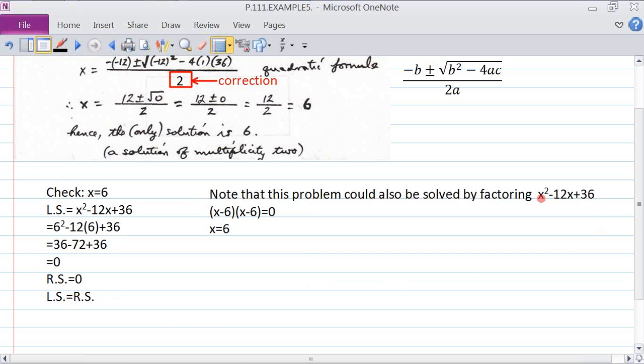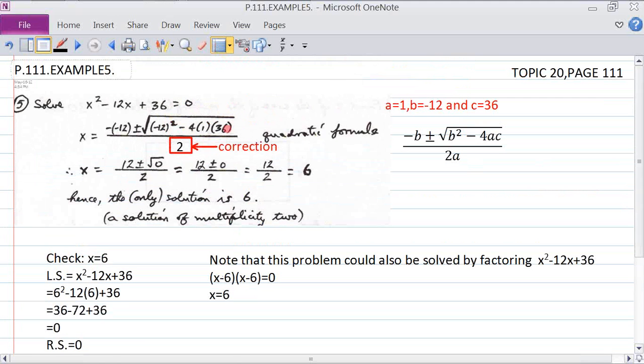You could have also solved this by factoring. There should be equals 0 here, but here we put it in. So we could see that x times x gives us x squared. The inner and the outer are both minus 6x, and when we sum them, we get minus 12x. And the last term, minus 6 times minus 6, is plus 36. So x equals 6 is the solution for this.